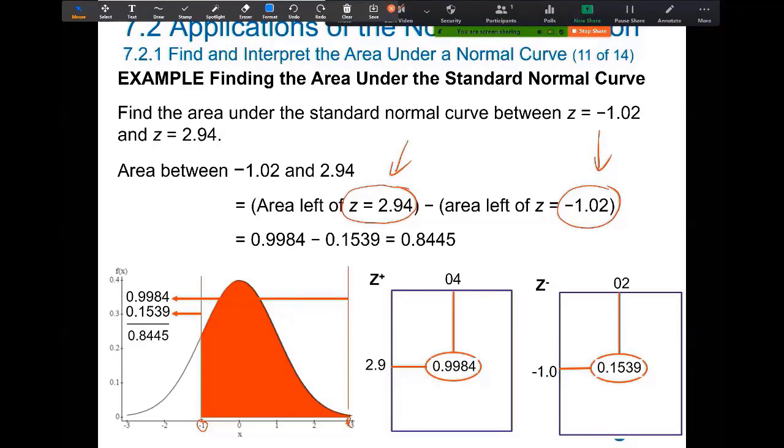That is equivalent to stating the proportion of the population that have a z-score between negative 1.02 and 2.94. This proportion is 84%: 84% of the population have a z-score between those values. And the probability to select one value between these two z-scores is 84%. All of these concepts are interchangeable.